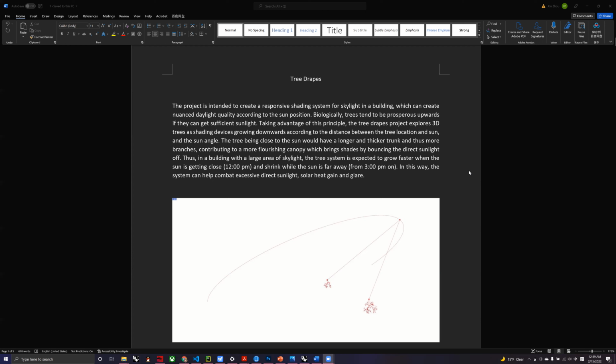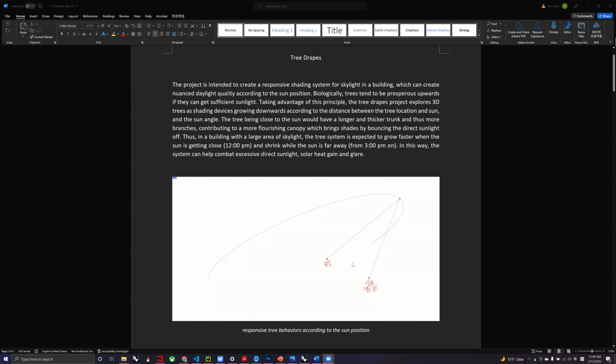Biologically, trees tend to prosper upwards if they can get sufficient sunlight. Taking advantage of this principle, the Tree Things project explores 3D tree shading devices growing downwards according to the distance between the tree location and the sun, and also the sun angle. The tree being close to the sun would have a longer and thicker trunk and thus more branches, contributing to more flourishing canopies, which brings shading by bouncing direct sunlight off.